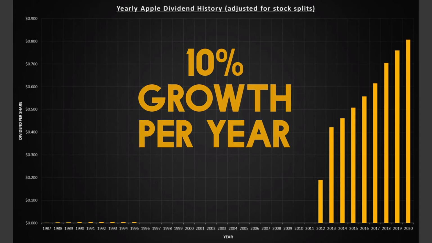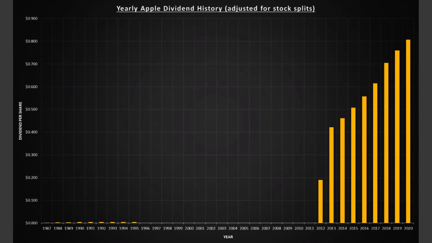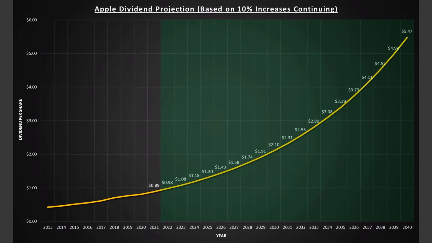We do need to remember that past performance isn't always indicative of future results, but if Apple were to carry on this rate of dividend increase, we could build an attractive yield on cost. This graph shows what the dividend payment could become if it carries on growing at 10% per year. So we can see it could develop into quite a nice amount.